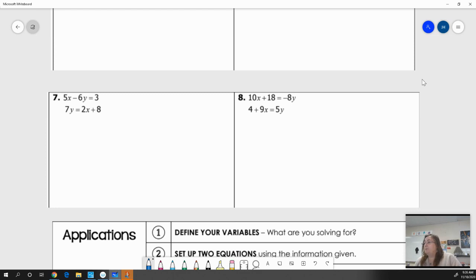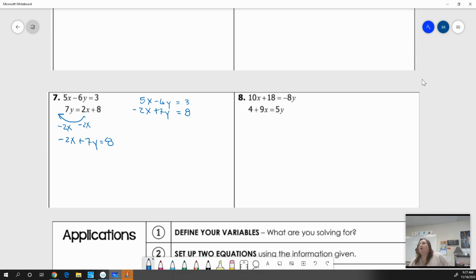So I'm going to start by rewriting the top one as 5x minus 6y equals 3. I need this one in that same order, which means I need to move my x value over to this side. So I'm just going to subtract it. I'm going to go minus 2x, and that's going to give me minus 2x plus 7y equals 8. And now it's in the right order, so I can move it up here, minus 2x plus 7y equals 8.